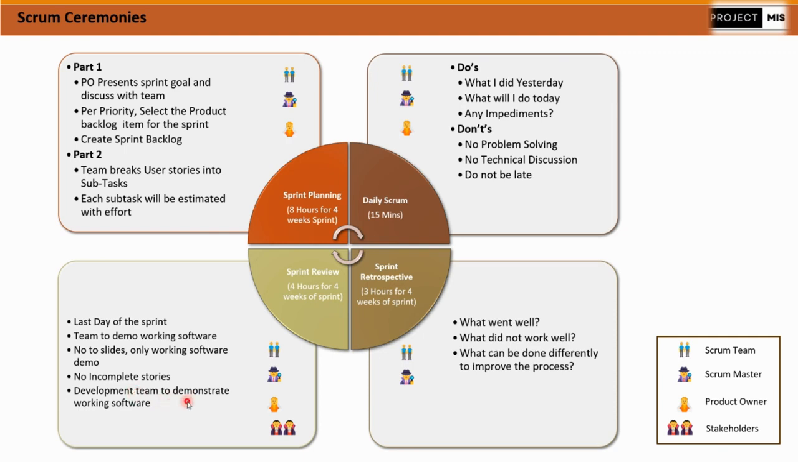Development team to demonstrate working software. So the Scrum team, someone from the development team. If there is a tech lead, they can come ahead, or else other developers also can take the opportunity and share their screen and demonstrate the working software. That's all about sprint review.